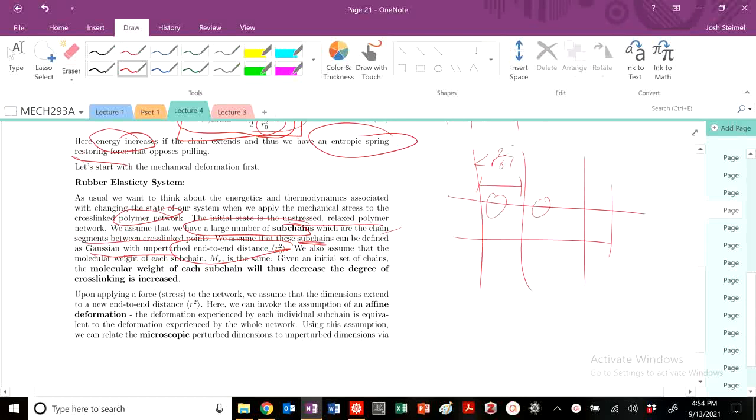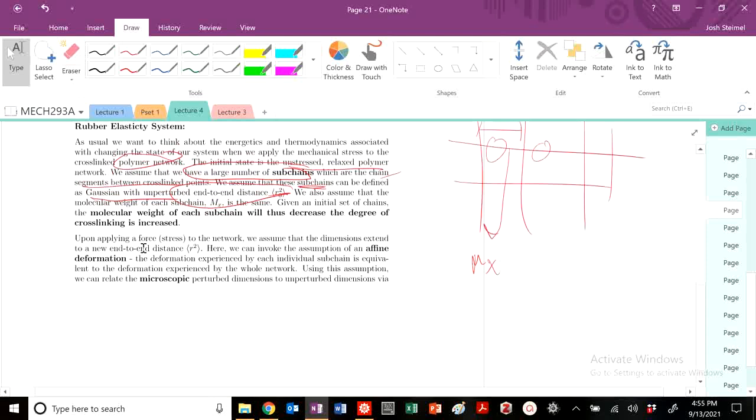There's also going to be each of these subchains having basically some molecular weight of our subchain, Mx. So they're all going to have the same molecular weight. So this is going to be the assumption that we make. As you can imagine, given some initial set of chains, the molecular weight of each subchain will decrease as the degree of cross-linking is increased. So again, we have to conserve mass and volume and all this other good stuff.